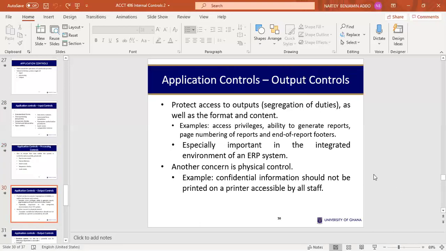Then for output controls: protect access to output, segregation of duties, as well as the format and content.